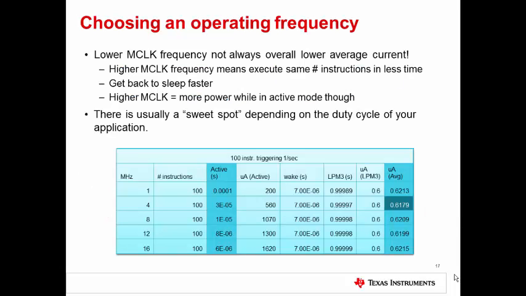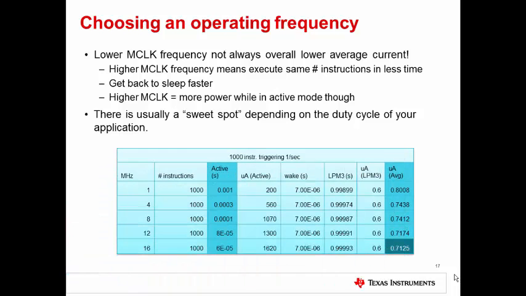This table shows an application executing 100 instructions at different frequencies every second. The faster frequencies let you go through the 100 instructions faster and go back to sleep, but they consume more current. For 100 instructions, you can see in this case that 4 MHz is the best option. Now for 1000 instructions, the case is different. With 1000 instructions, 16 MHz is a better option. At that point, the wake-up time is a smaller percentage compared to the amount of time you are active and executing the larger number of instructions.